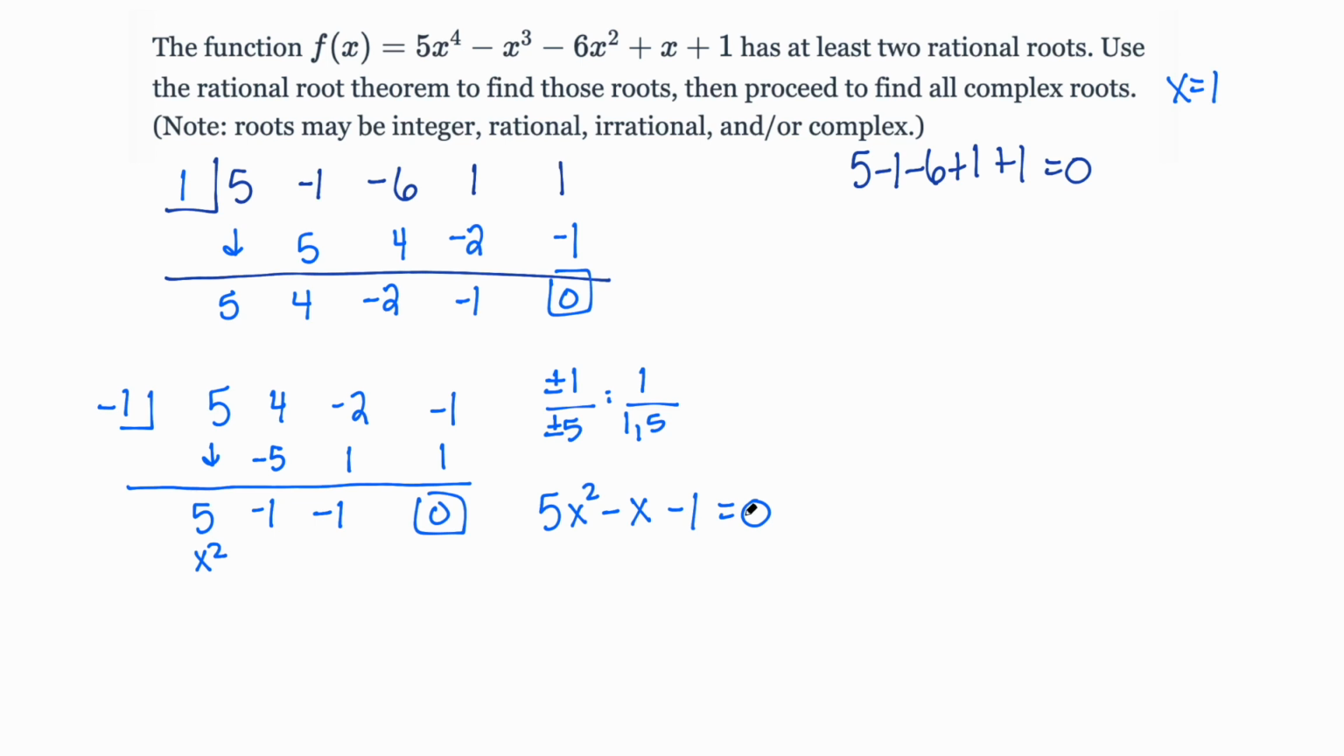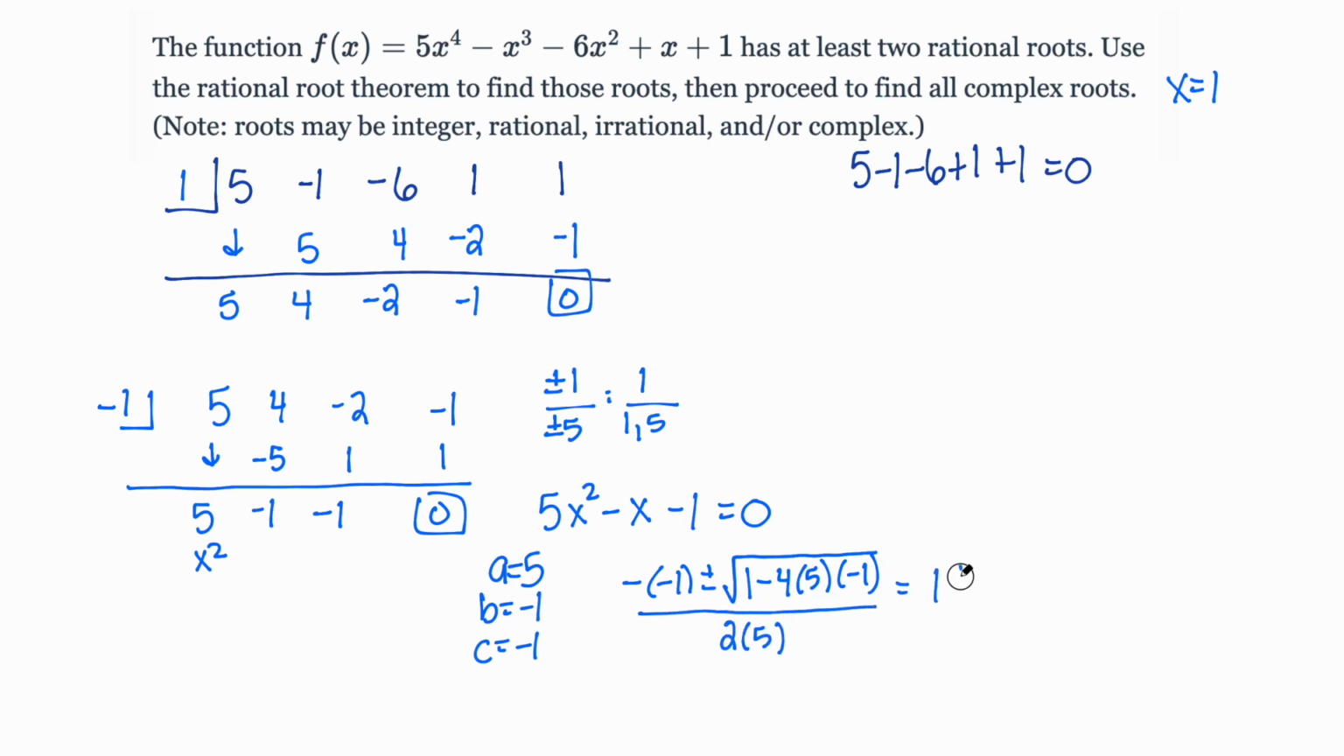Now you're going to have to use the quadratic formula. This illegal move will not work. So a is 5, b is negative 1, c is negative 1. So I'll get negative b plus or minus the square root of b squared. Negative 1 squared is 1 minus 4 times a times c all over 2 times a. So I'll get 1 plus or minus the square root of 1 plus 20, which is 21, all over 10. You cannot reduce that at all.